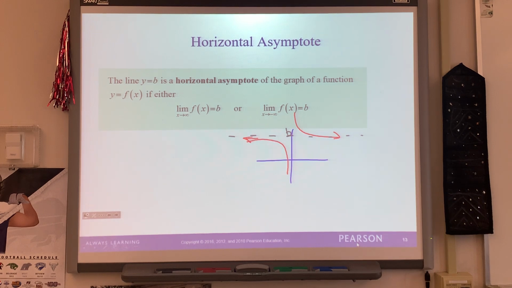Horizontal asymptotes, another thing that I mentioned in pre-calc last year, are where we're studying how the function behaves at its extremes. If one or both sides of the function at its extreme approaches this value, we could say it's a horizontal asymptote, and we can use the limit notation to represent that.